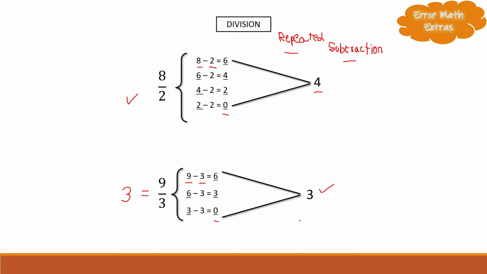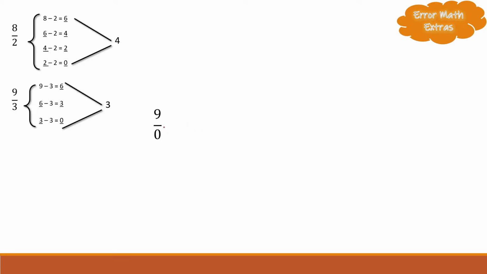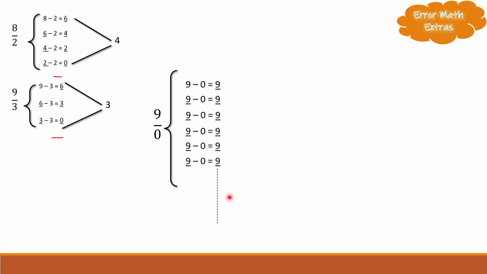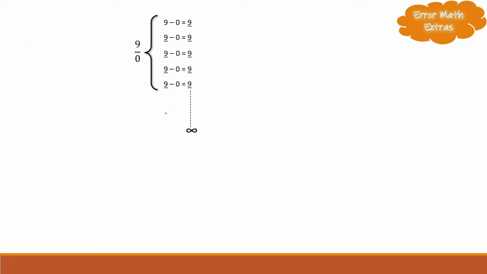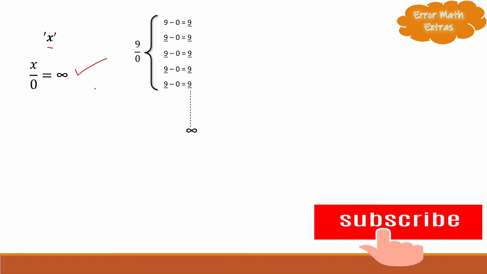So now let us keep these two aside and take another expression. 9 divided by 0. According to these repeated subtractions, 9 minus 0 is 9. 9 minus 0 is 9. Again, 9 minus 0 is 9. I don't see that this will come to an end. And the series of numbers which never ends is known as infinity. So that means 9 divided by 0 is infinity. Not only for 9, for any number x, x divided by 0 is infinity.